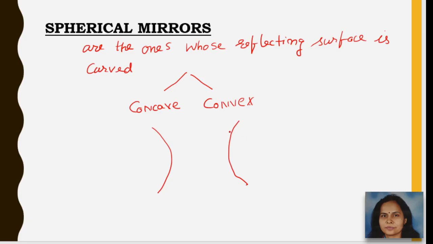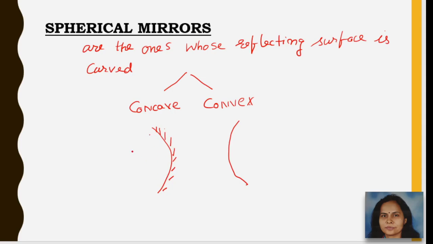Right now, we cannot make out the difference between the concave and the convex mirror unless I am specifying which one is a reflecting surface and which one is a non-reflecting surface. In case of concave mirror, there are two surfaces curved inward and curved outward. So the surface which is curved outward, I am making this as a non-reflecting surface.